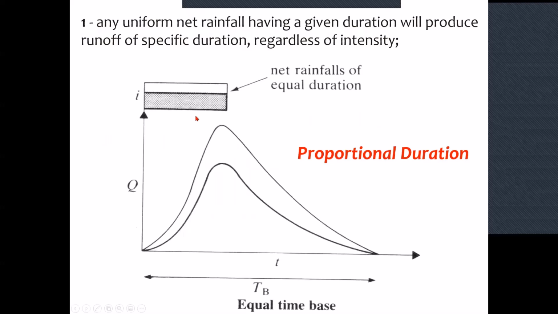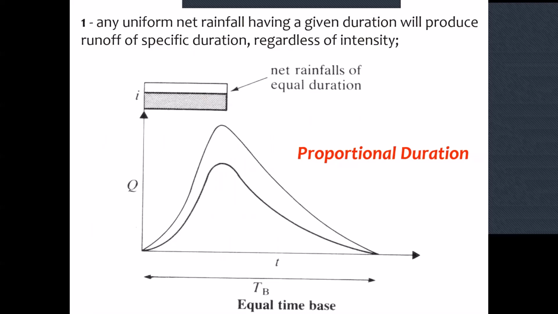So the first assumption is, as written here, any uniform net rainfall having a given duration will produce runoff of specific duration regardless of intensity. So what that means is, for 1 unit of rainfall in time, it doesn't matter what the amplitude or the intensity of rainfall is, but for that 1 unit of rainfall, the discharge response is always going to be the same for 1 unit time of rainfall.